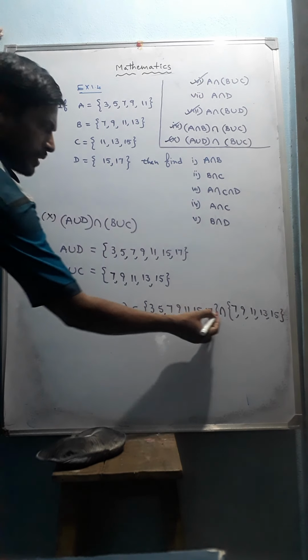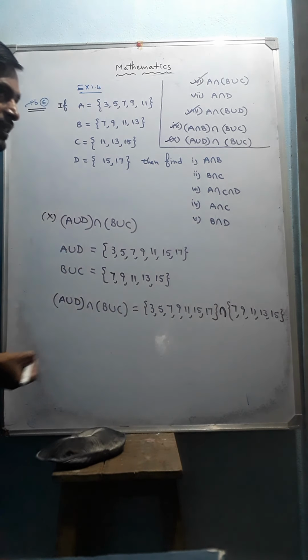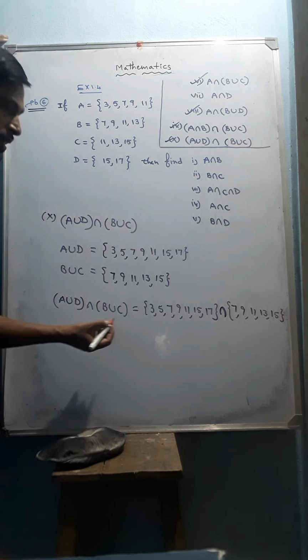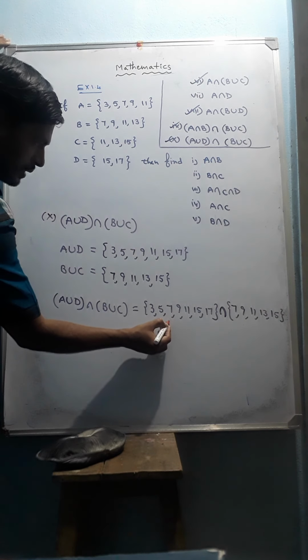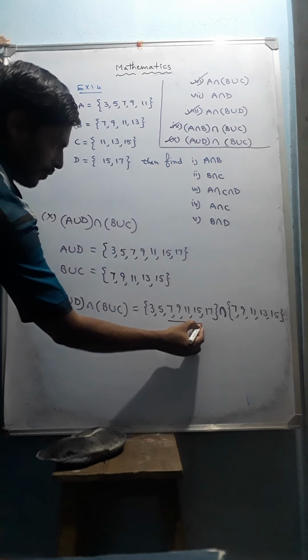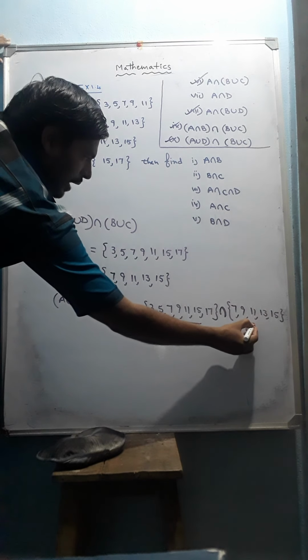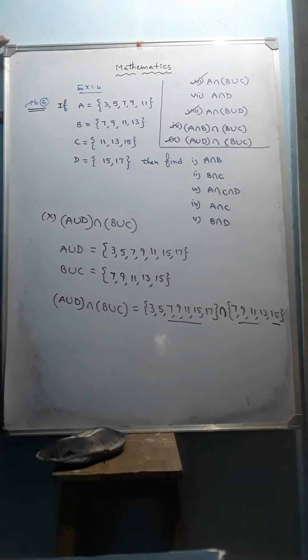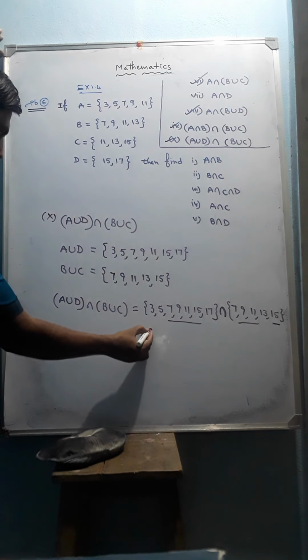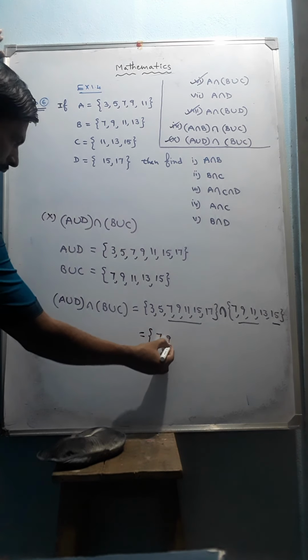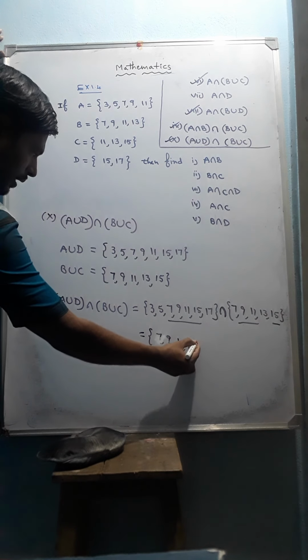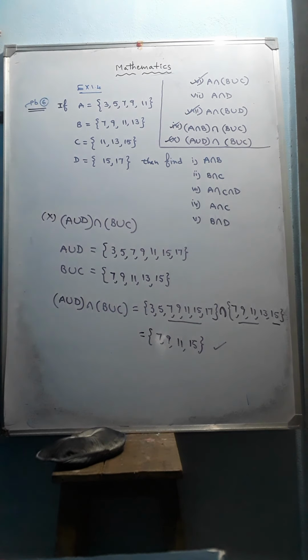So between these two sets, which is the operation? Intersection is the operation. That means, okay, common elements. So 7, 9, 11, 15 are the common. So 7, 9, 11, 15 is the answer. Write down first.